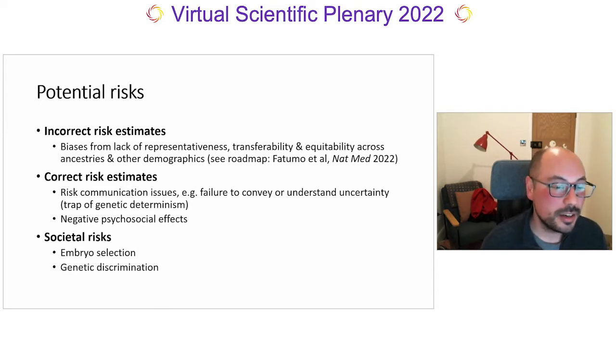This may have knock-on effects, psychosocial effects like anxiety and depression. So there are also societal risks. We've all heard about the commercial use of PRSs for embryo selection. However, the clinical value of using PRSs for embryo selection is likely to be quite limited. And the ethics of parents selecting non-clinical traits or incompletely understood clinical traits in their offspring is ethically dubious.